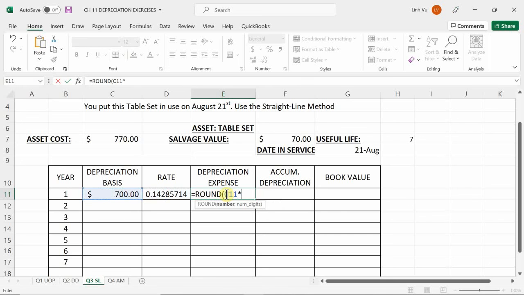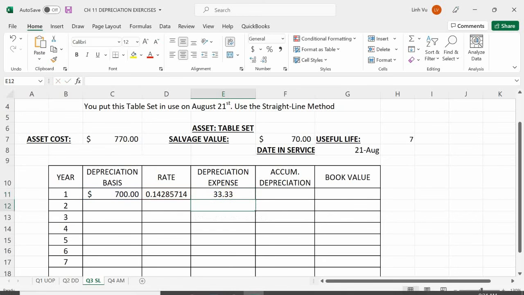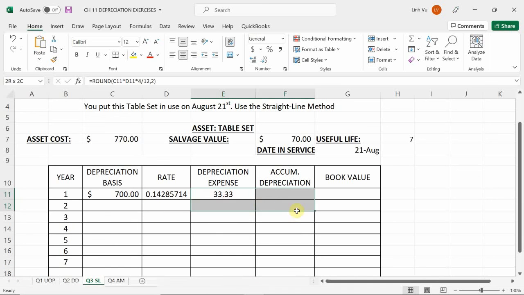In this case, yes, it's time sensitive because we're looking at the asset based on its age, right? So in this case, I am looking at September, October, November, December. I'm looking at 4 months, okay? Times 4 out of 12, okay? 4 months out of 12. So that's going to give me 33.